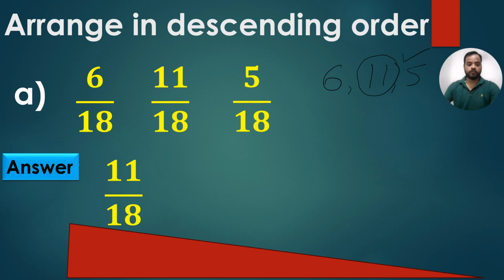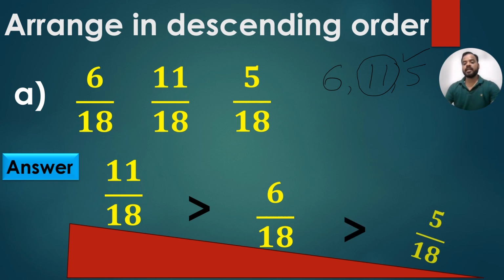For the like fractions, denominator is same. So to arrange the numbers in the descending order, we must write the greatest number first. The greatest number is 11. So 11 by 18 is greater than 6 by 18 because 11 is greater than 6, and 6 by 18 is greater than 5 by 18 because 6 is greater than 5. So this is the way we represent the fractions in the descending order.